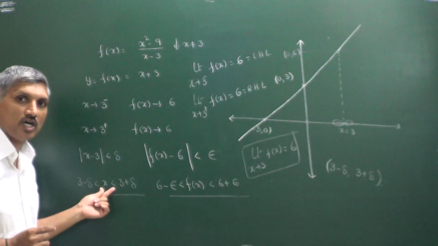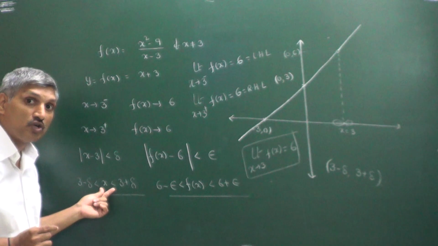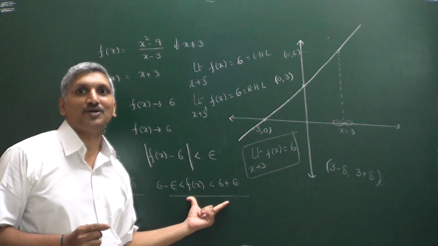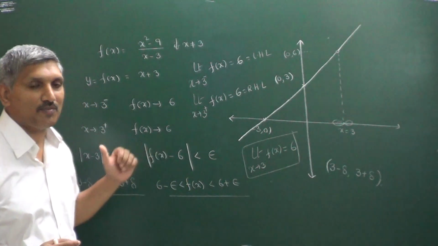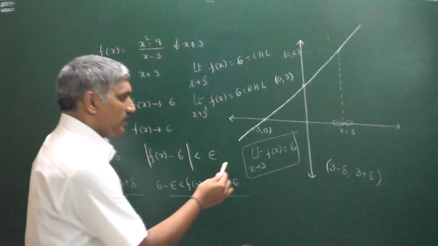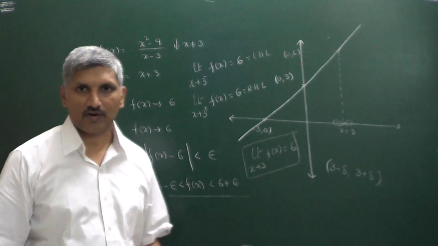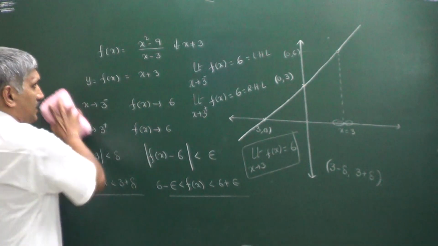Whenever x values are there in the deleted neighborhood of 3, then f of x values are there in the neighborhood of 6. So that is about the definition of a limit. Limit x tends to 3 f of x is equal to 6, we can write. So let's take another example here.